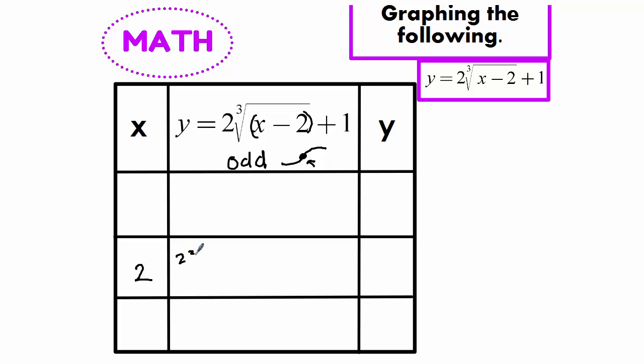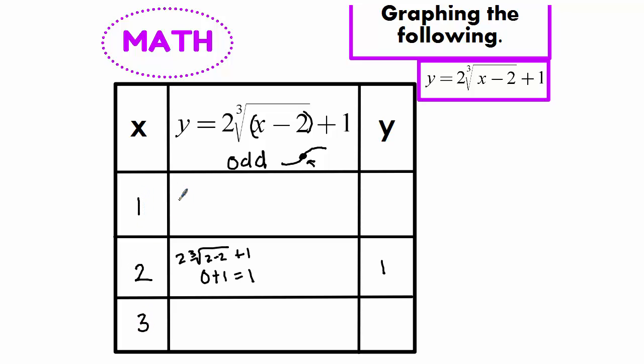I have 2 cube root 2 minus 2 plus 1. 2 minus 2 is 0. The cube root of 0 is 0. 0 times 2 is 0. And 0 plus 1 is 1. And then I'm trying to pick perfect cube roots. So I'm going to pick 1 and 3.